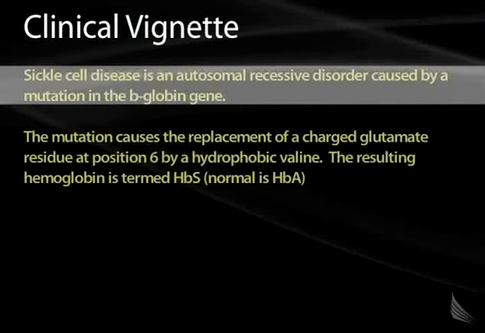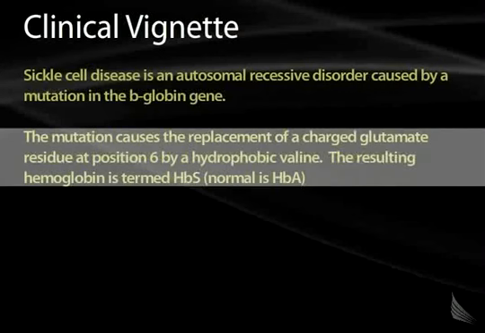Sickle cell disease is an autosomal recessive disorder, and it's caused by mutations in the beta globin gene. The mutation which causes this disease leads to a replacement of a glutamate residue at position 6 in the polypeptide which forms beta globin. That gets replaced by a valine amino acid, which is hydrophobic. The resulting hemoglobin is now called hemoglobin S rather than the normal hemoglobin A.